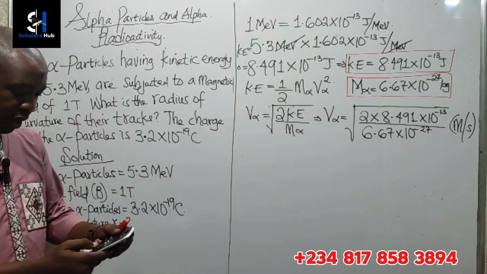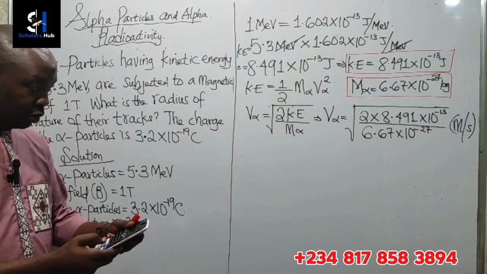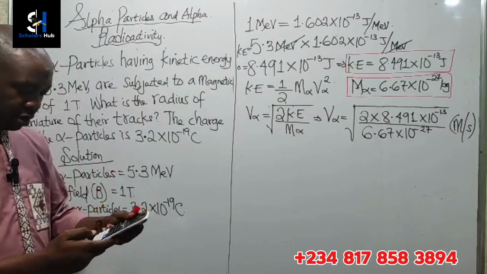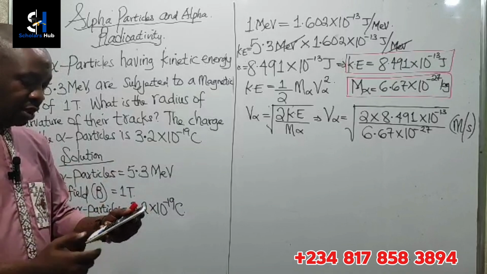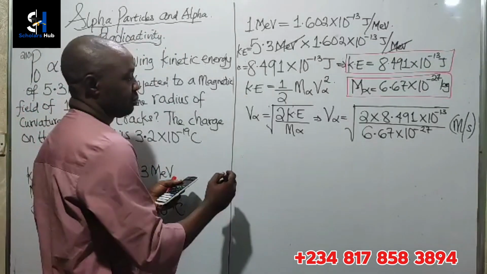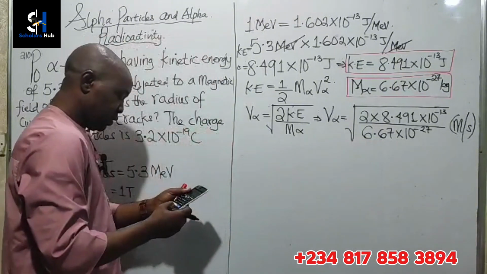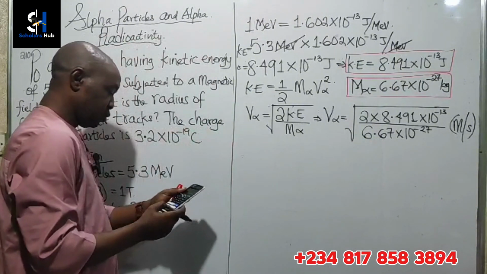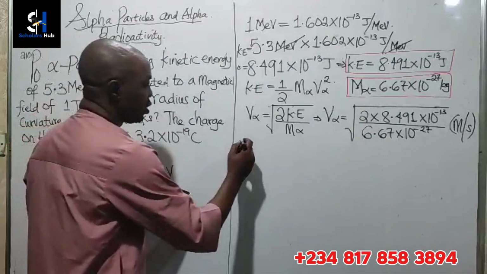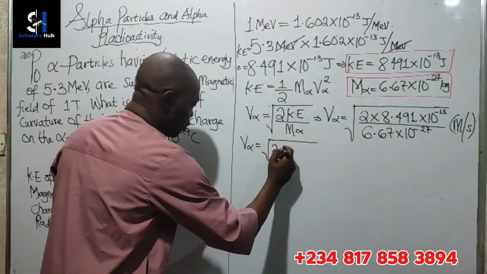Now, when we multiply 2 by 8.491, that will be 16.982. Then we divide it by 6.67, and that will be 2.546.